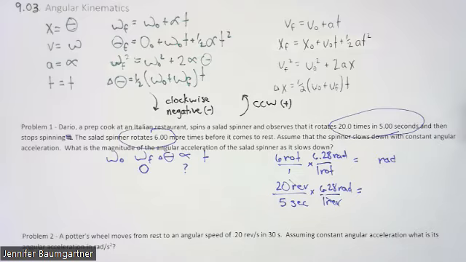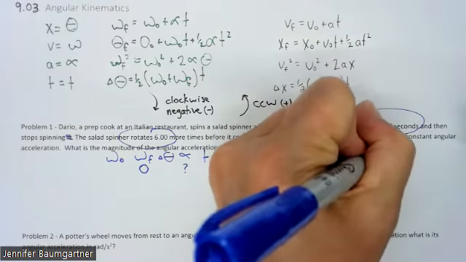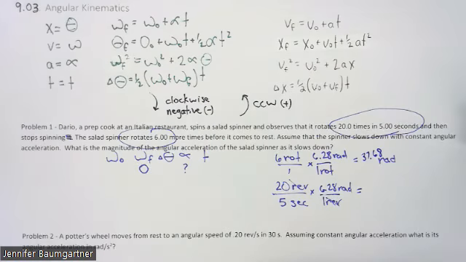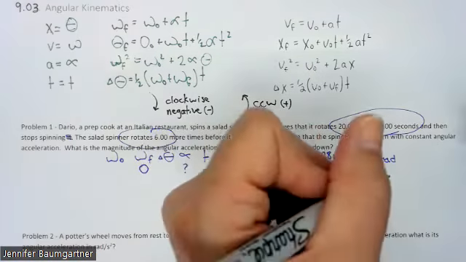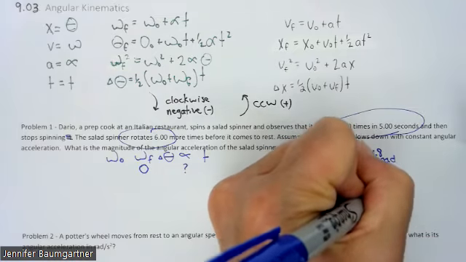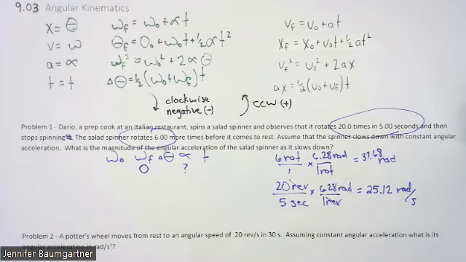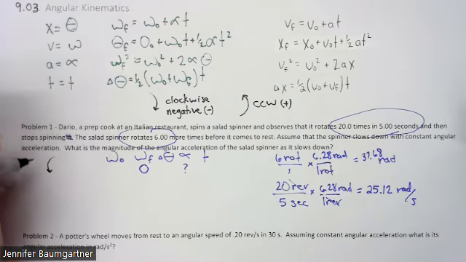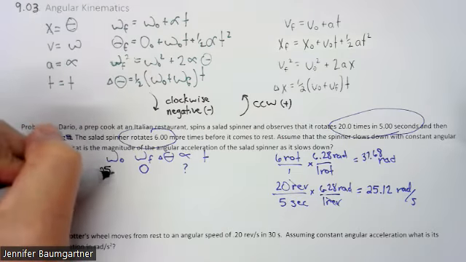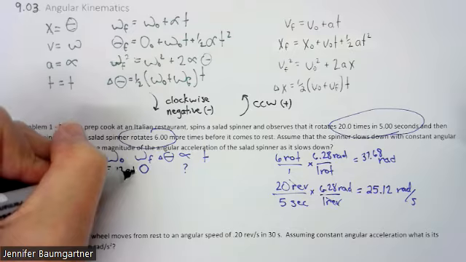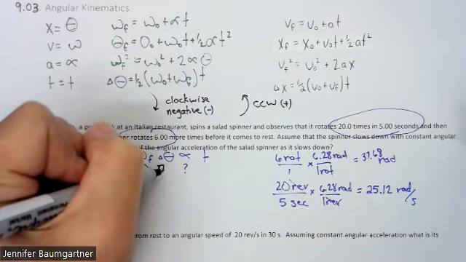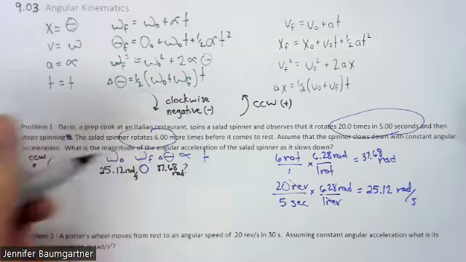Okay, so let's go through the algebra here. When I take 6.28 times 6, that's going to give me 37.68 radians. And 20 times 6.28 divided by 5 is going to give me 25.12 radians per second. Let's keep all of these values positive. So let's assume we are rotating counterclockwise as we start. So these are going to be positive: positive 25.12 radians per second, and positive 37.68 radians.